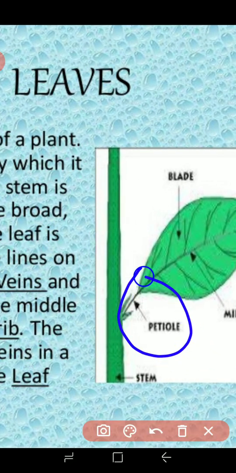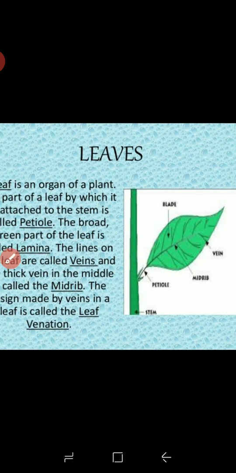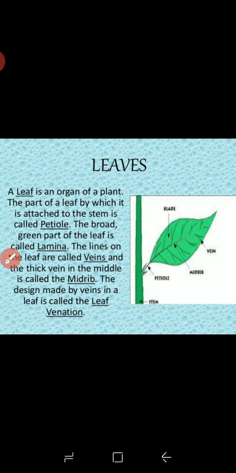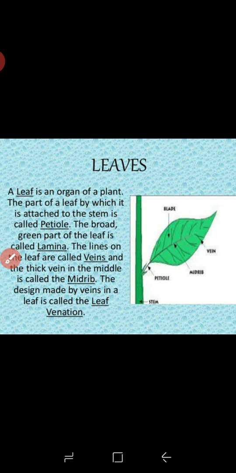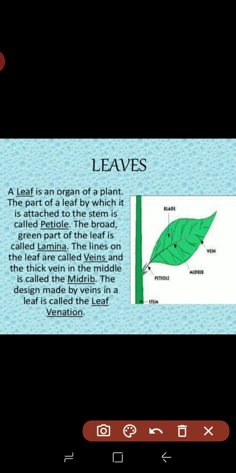Here, the petiole. Okay. The broad green part of the leaf is called the lamina. Okay, that means the broad leaf part. Then the lines on the leaf are called the veins. These are the lines which are called the veins. Okay, and the thick vein in the middle is called the midrib. Here, this is the midrib, and the design made by veins in the leaf is called the leaf venation.